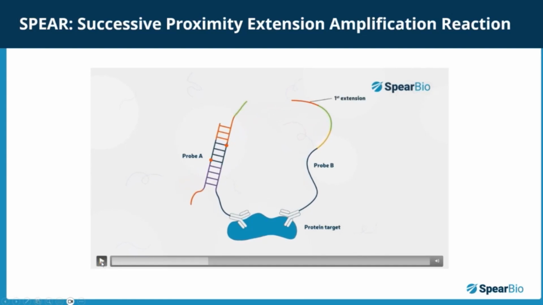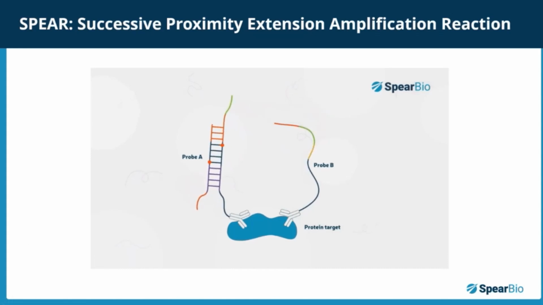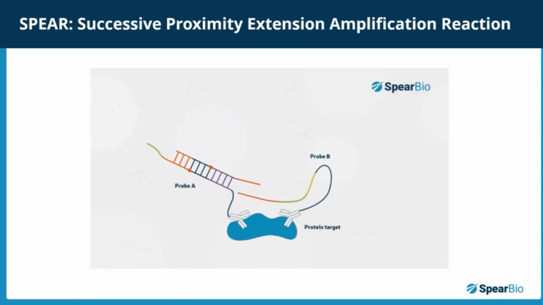At this time point, probe B has a new domain sequence that is complementary to the single-strand red domain on probe A. Since they are still in proximity, probe B will bind to probe A again and do the second round of extension and dissociation, adding a purple sequence to probe B.